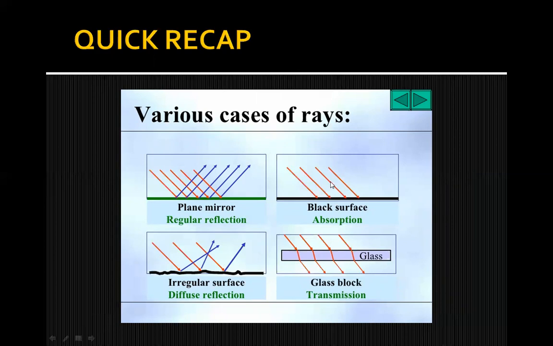The other two general phenomena you should have an idea about: if the rays are not reflected, there are no rays coming out. It means it's a black surface. Now black color is the best absorber, you know. It will absorb, and this process is known as absorption. But if any surface is a transparent material, the light rays can pass through easily. This process is known as transmission.